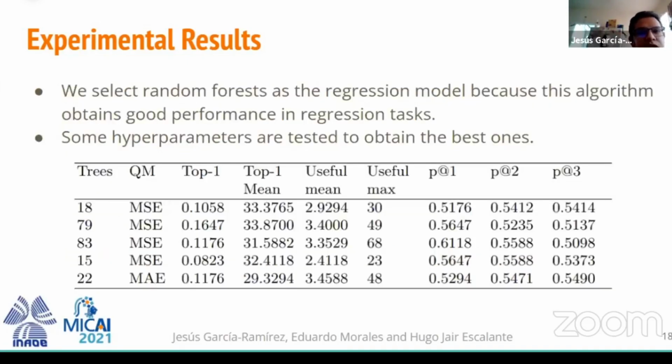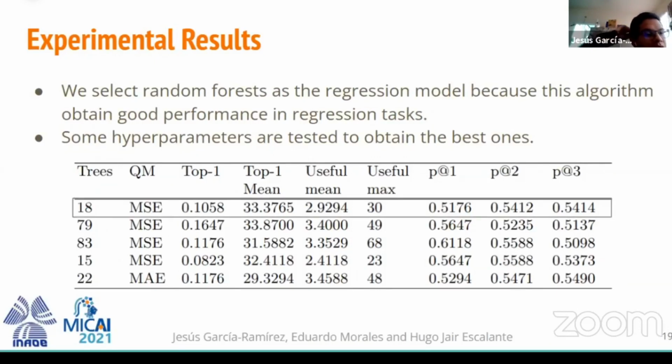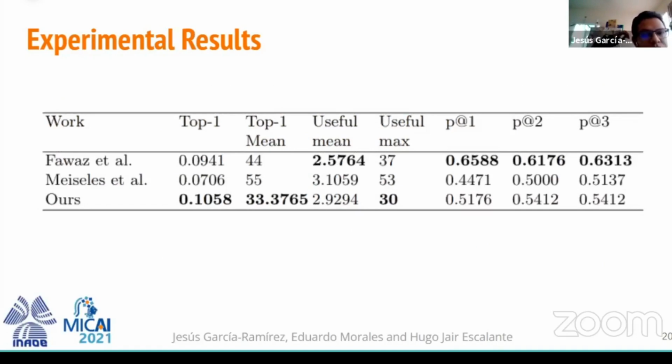We select random forest as the regression model because this algorithm obtains good performance in regression tasks. And we test different hyperparameters to obtain the best one. After that, we select 18 trees to build a forest, and mean square error as quality measure. This gave the best performance in the different metrics that I showed you before. Also, we compare our method with the state of the art. Our method outperformed the Michele approach in all the different tasks, but compared with the Fawaz method, we only perform better in the top one precision, the top one mean, and the useful maximum position.